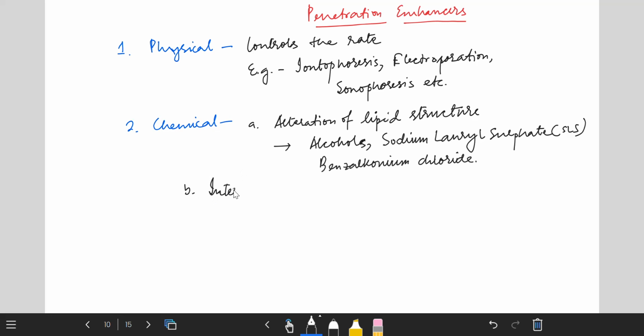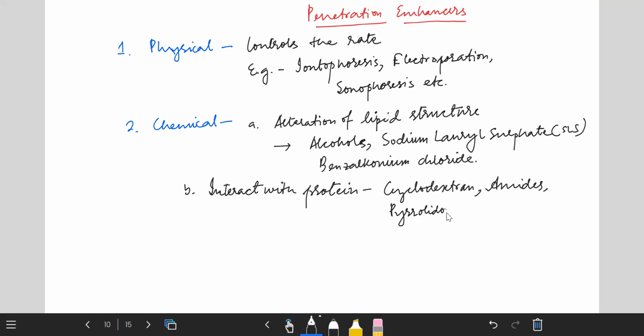And the substances which interact with protein. These are cyclodextrin, amides, kind of pyrrolidones, etc. And the last in the penetration enhancers are those which improve the partition of drug.